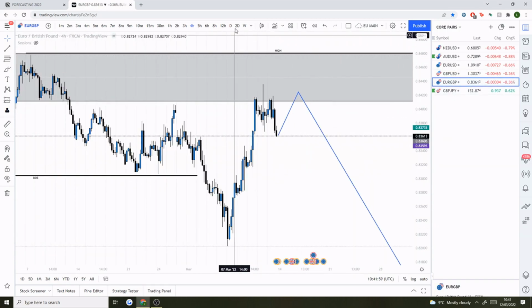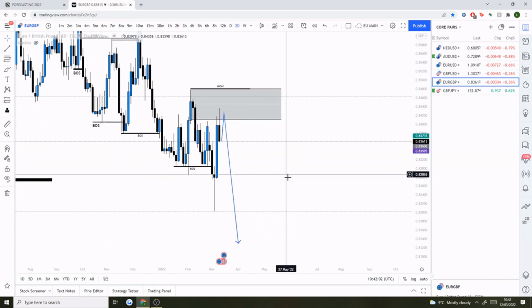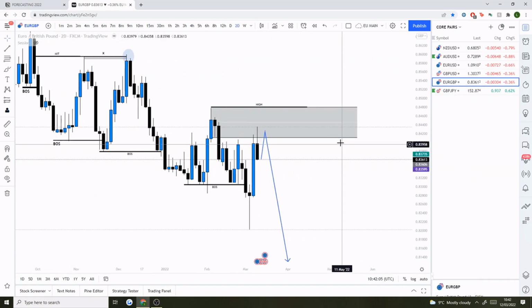So the euro pound. So last week on euro pound, I didn't actually check the weekly structure, but I just went off a 2-day.